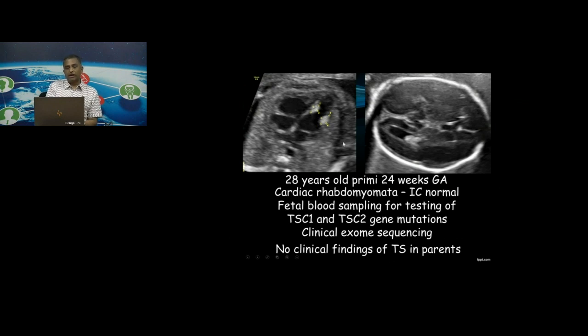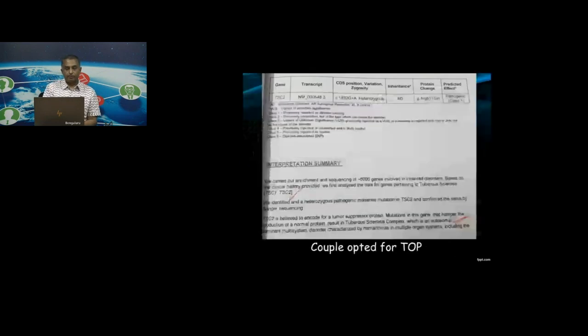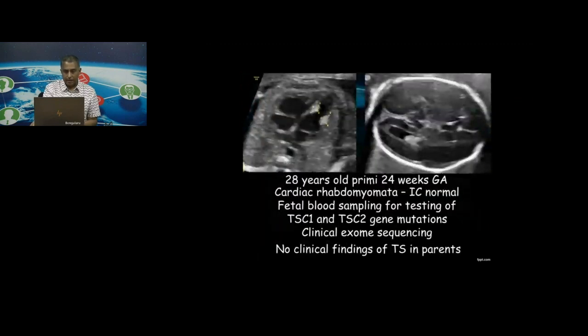So once you find rhabdomyomata, we always look at the parents. We look for adenoma sebaceum. We look for ash-leaf macules. We look at their kidneys to look for angiomyolipomas. None of these findings were forthcoming in the parents, and therefore this is the report, the clinical exome sequencing report. Okay, now look at the report.